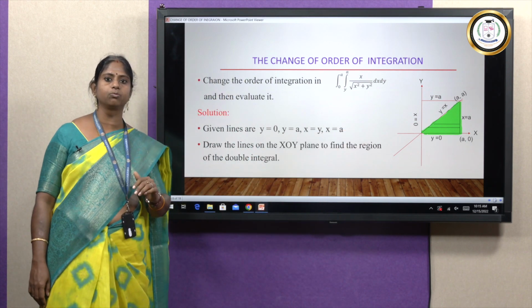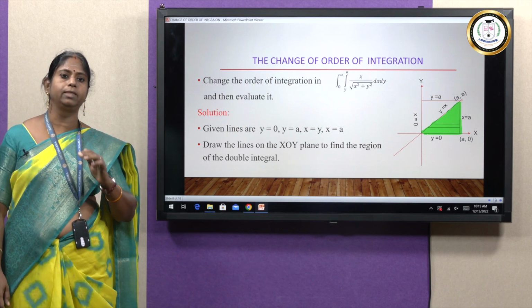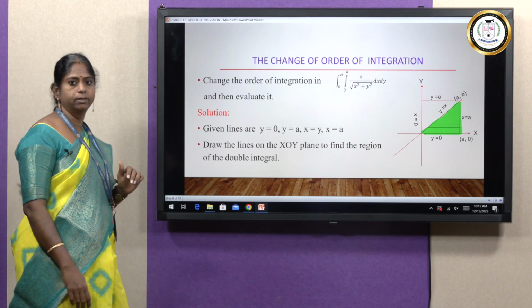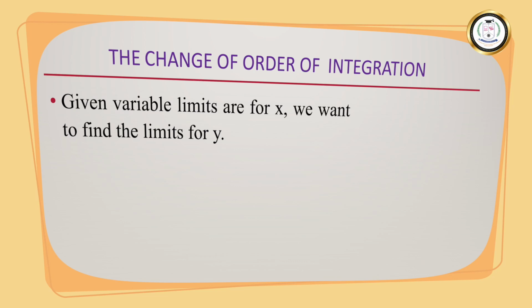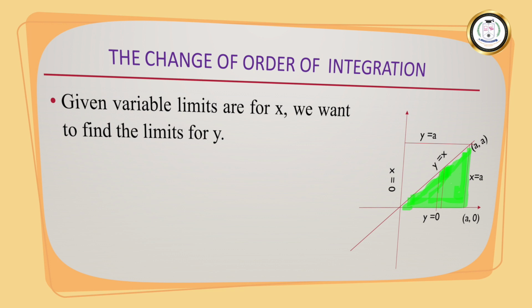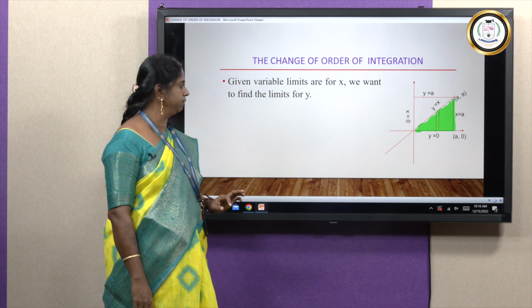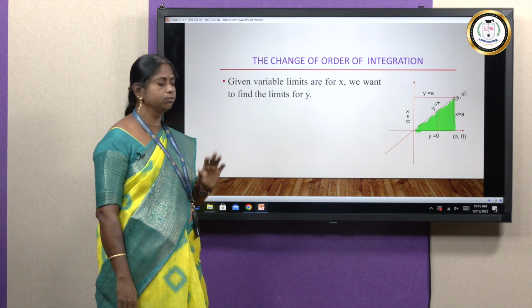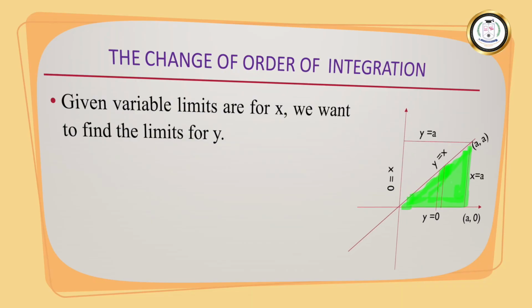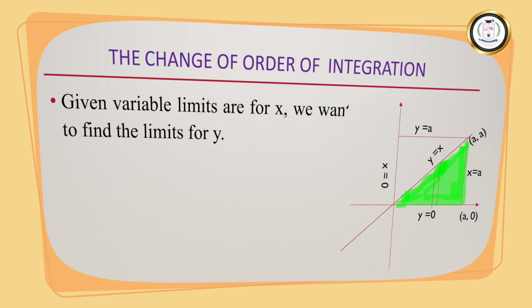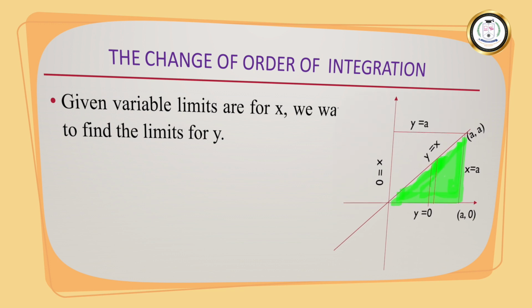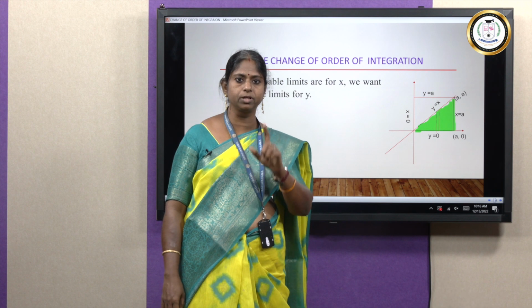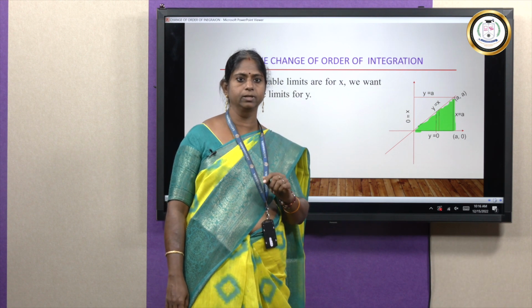Now, the next step is what? I want to find the limit for variable y. Given limits are for x, so we want to find the limits for y. So, again I am considering the same region on the XOY plane. I have to get the limit for y. For that you should draw a strip parallel to the y axis. Remember, when you want to get the limit for y, you have to draw a strip parallel to the y axis. Clear?